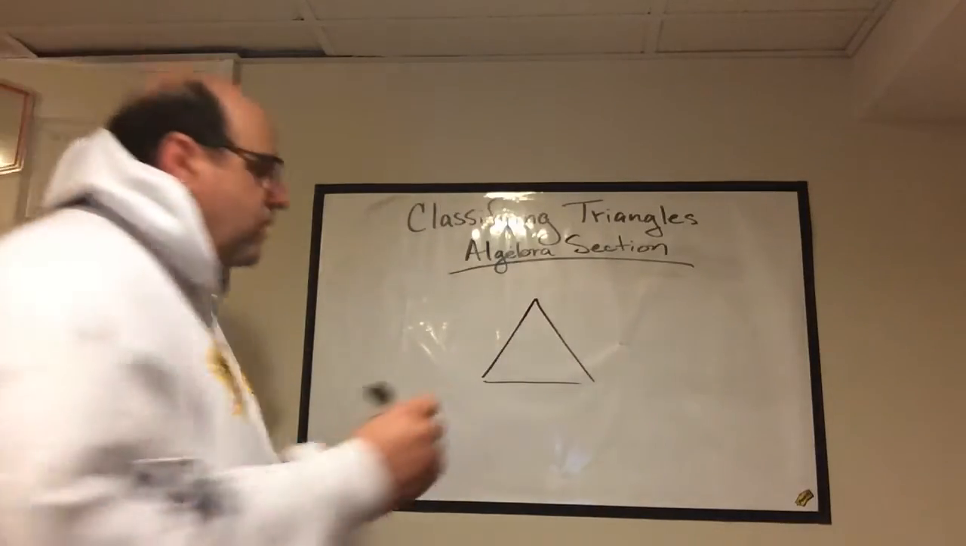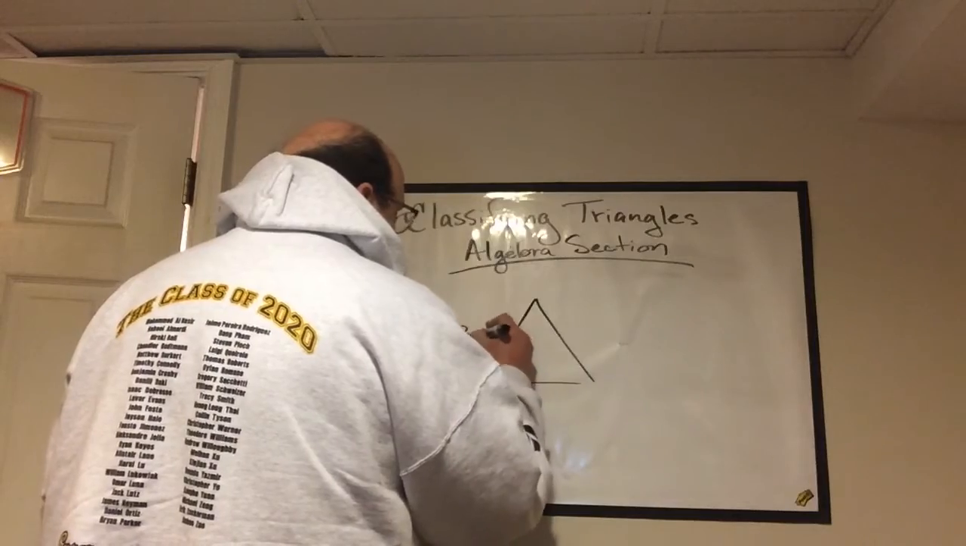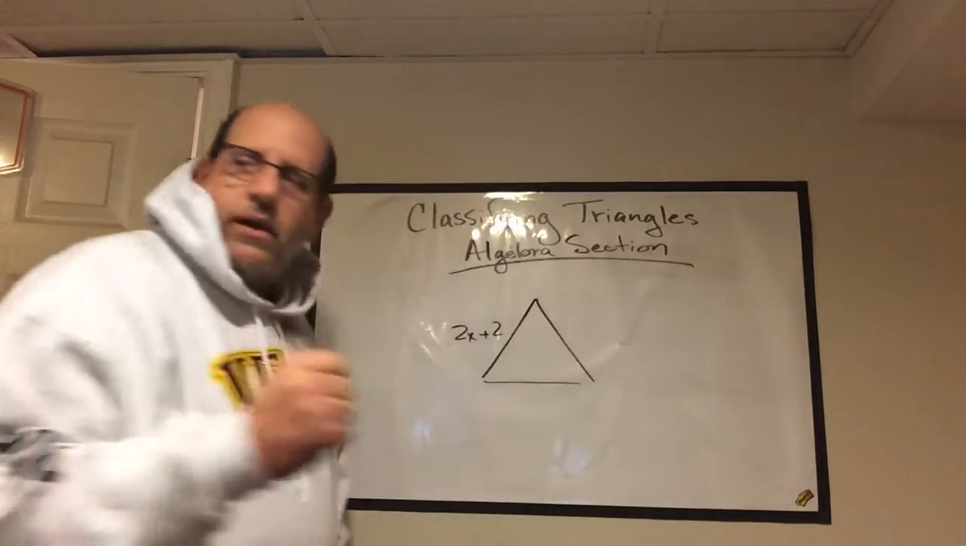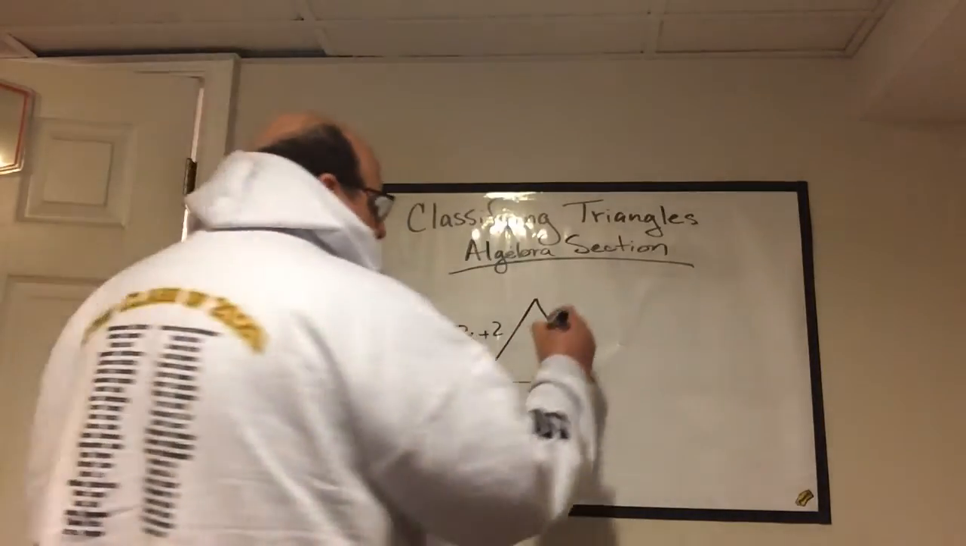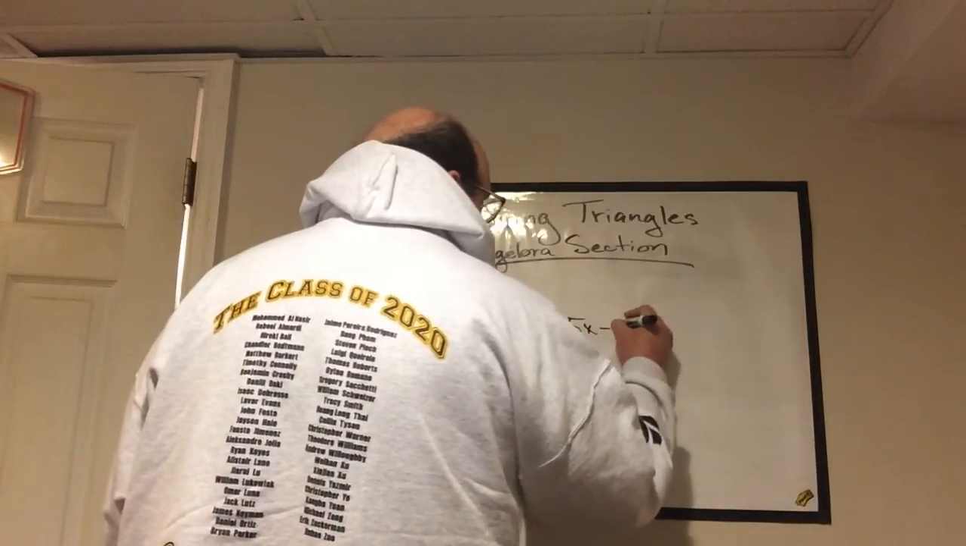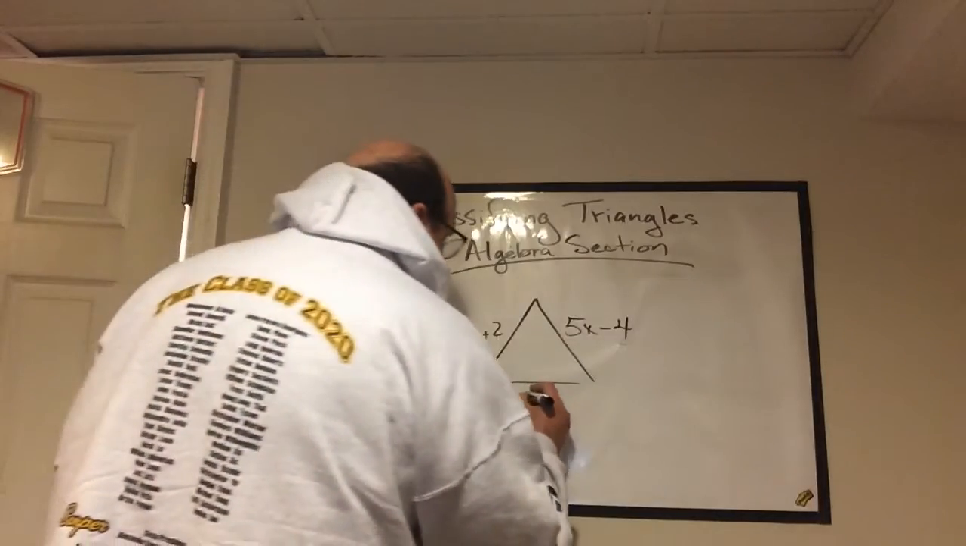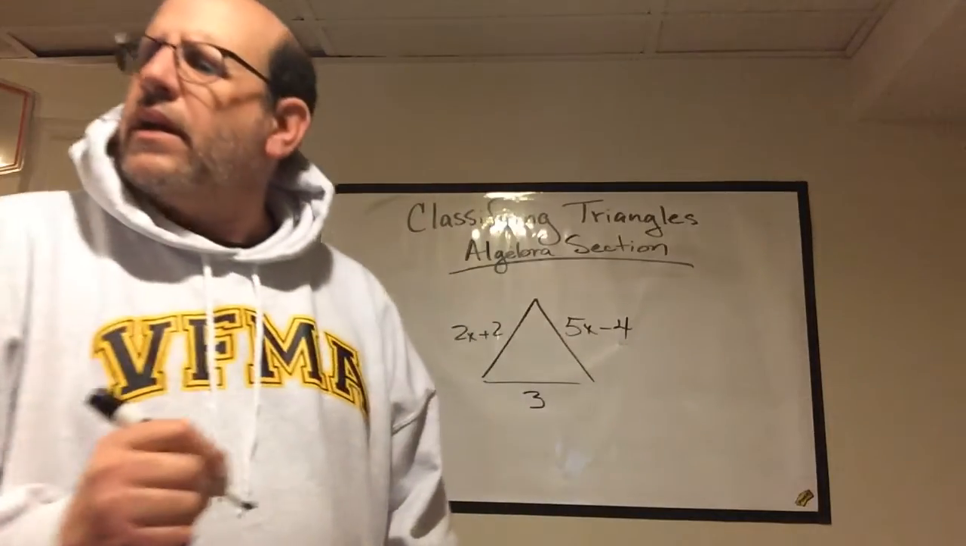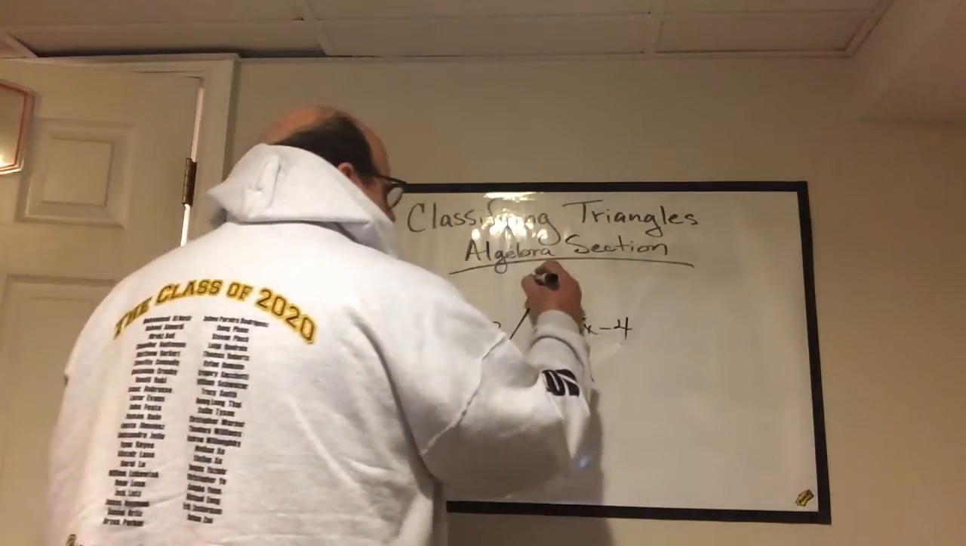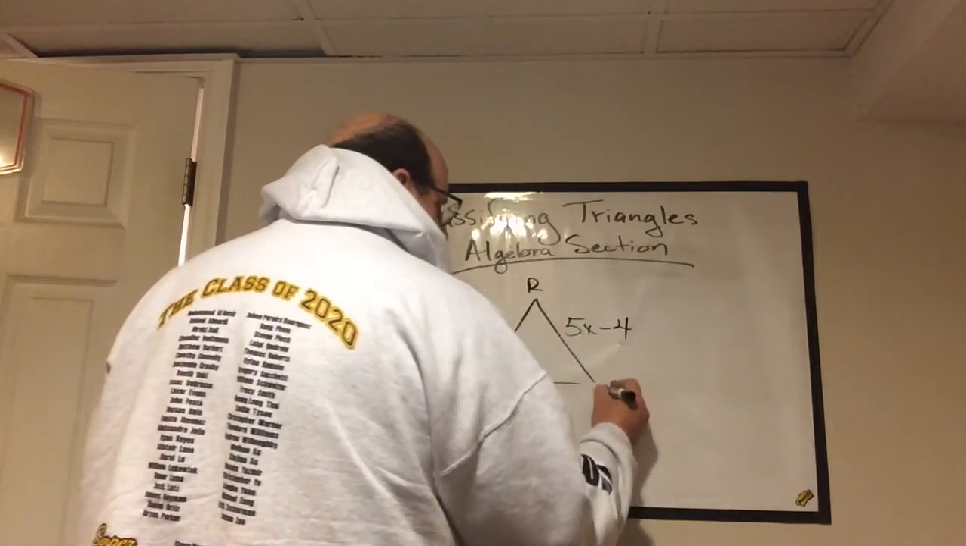And I'm going to say it says 2x plus 2. This side over there is 5x minus 4. And if I'm not mistaken, it says 3x on the bottom. Yeah, 3x on the bottom. And it's labeled R, S, and T.